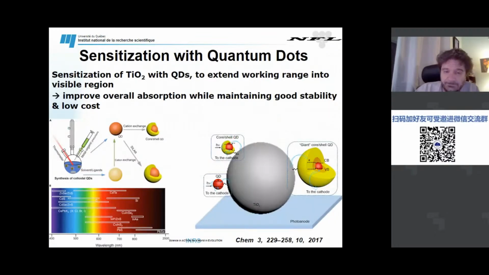So the idea is to sensitize, for example, the titanium dioxide that I mentioned already, using these quantum dots, to extend the working range into the visible region through quantum dots of suitable materials. And this in principle allows us to improve absorption while maintaining good stability and low cost.